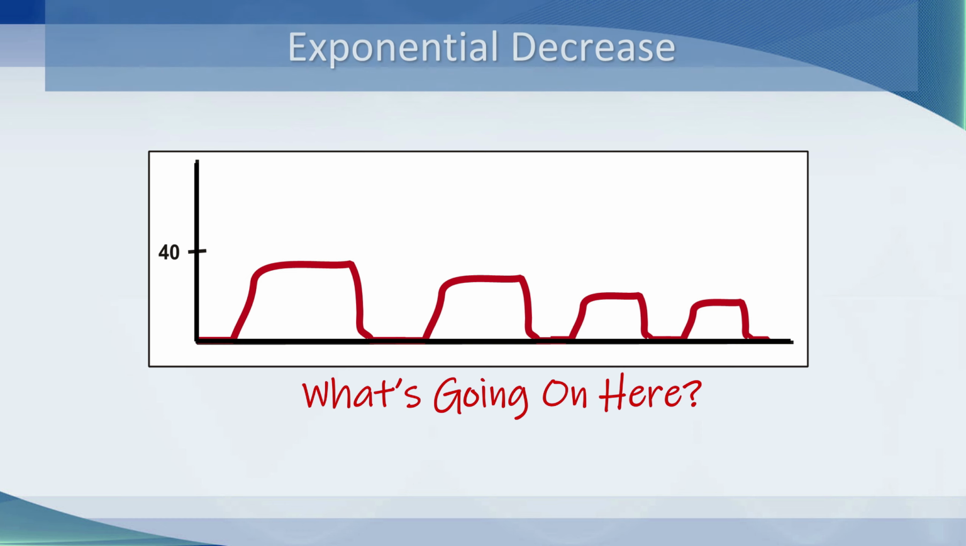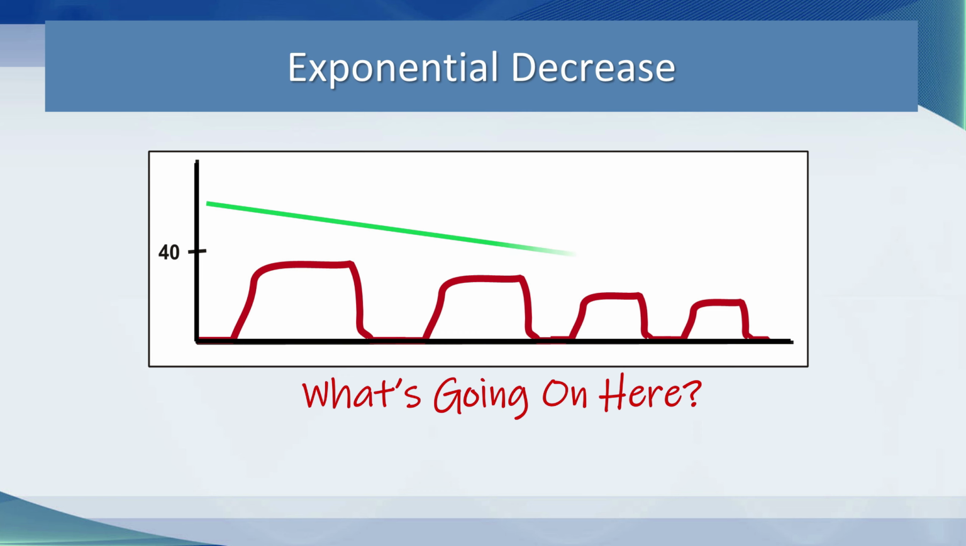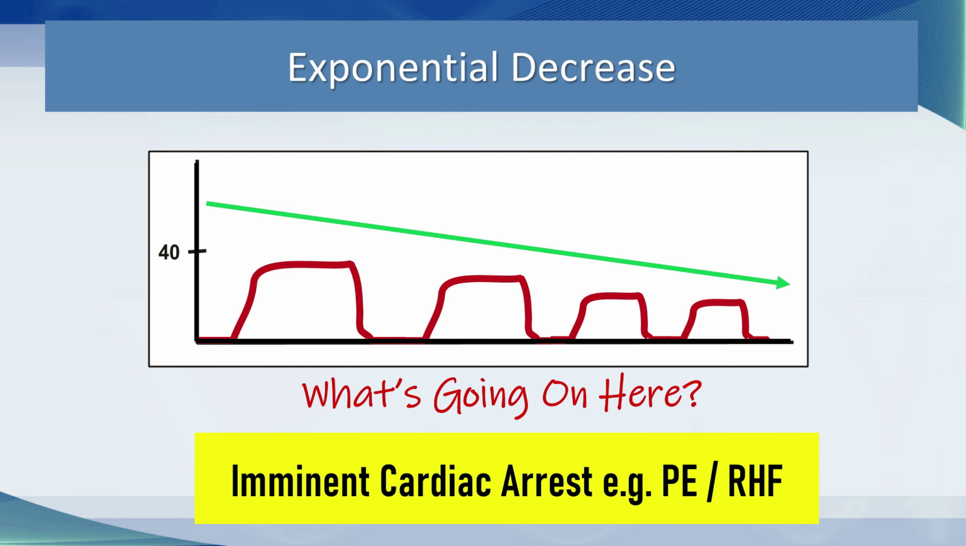This is an exponential decrease. You can see that line. It's an exponential decrease. And this is a characteristic trace of pulmonary hypoperfusion. This is not good. This is evidence of an imminent cardiac arrest due to a pulmonary embolism or right heart failure. And you need to get on top of this immediately.